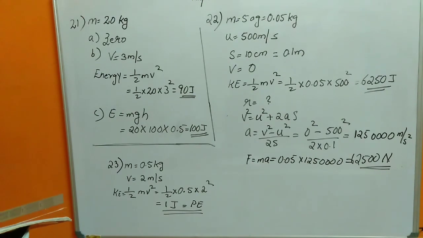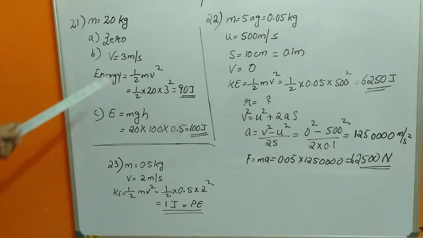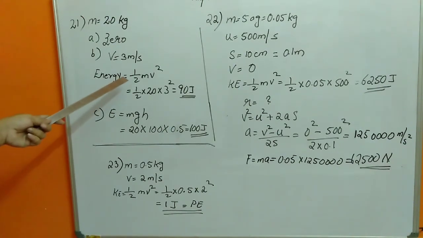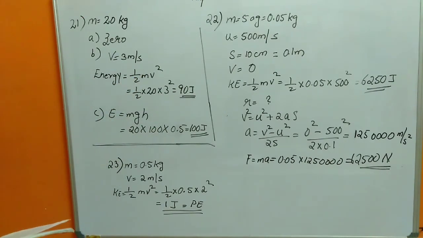Second sub question, if the person runs carrying the box with a speed of 3 meter per second. So here the person starts running with the velocity 3 meter per second. You are asked to calculate the energy. Here when a body moves, which kind of energy? Kinetic energy. So just substitute, kinetic energy is equal to half mv square. We got 90 joule.